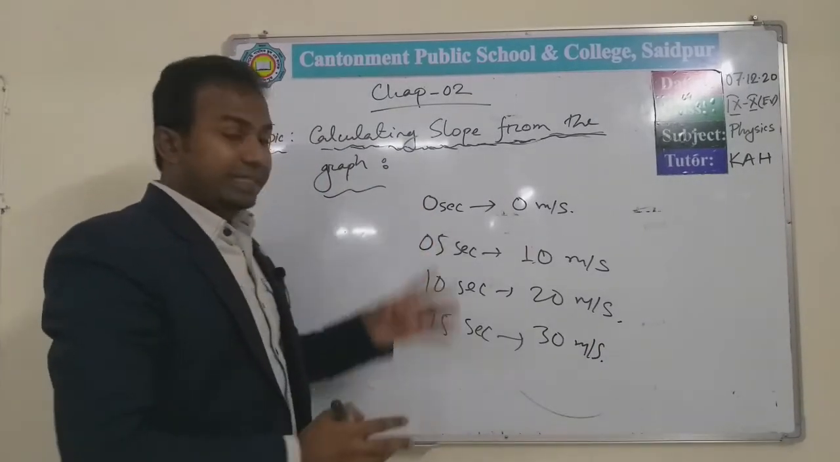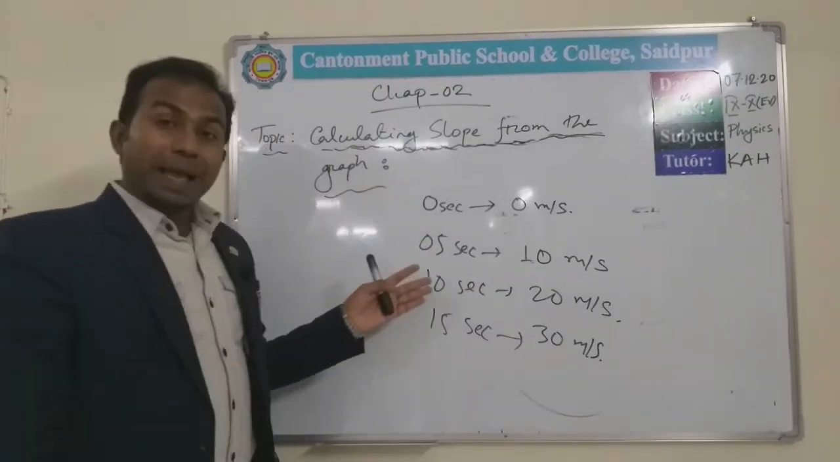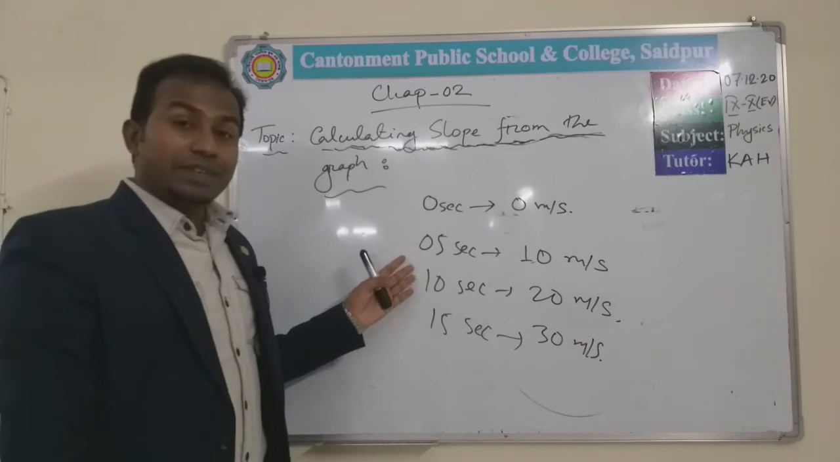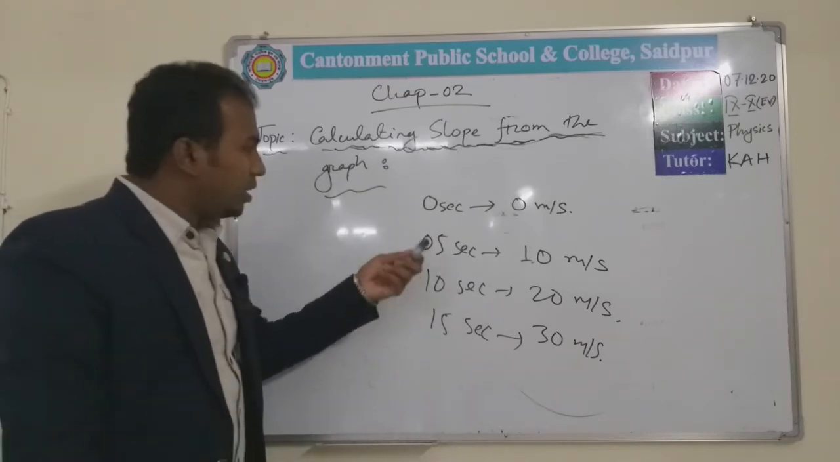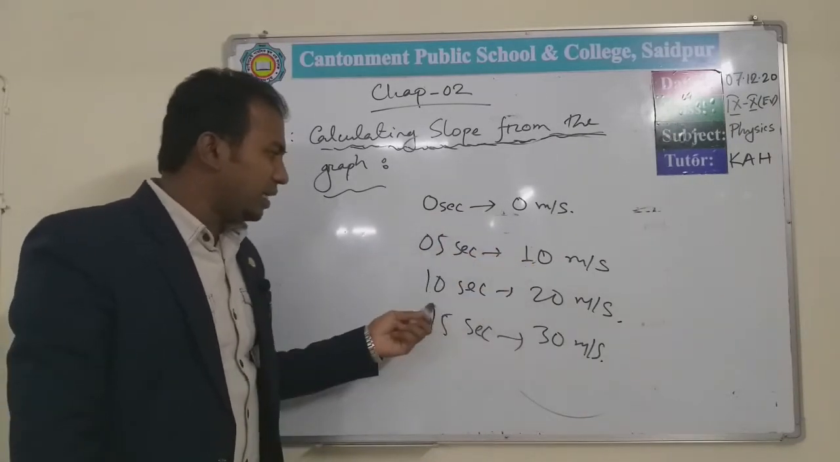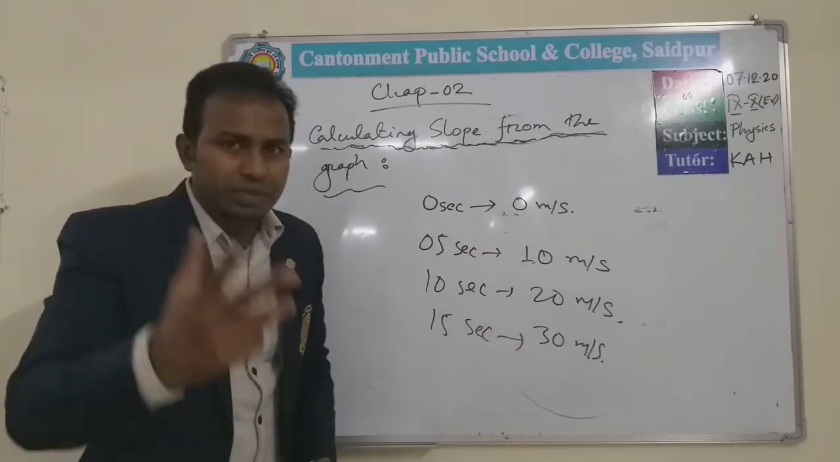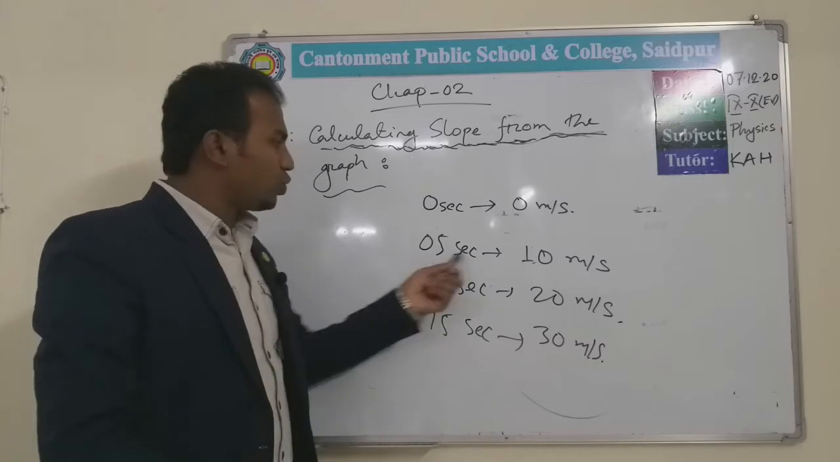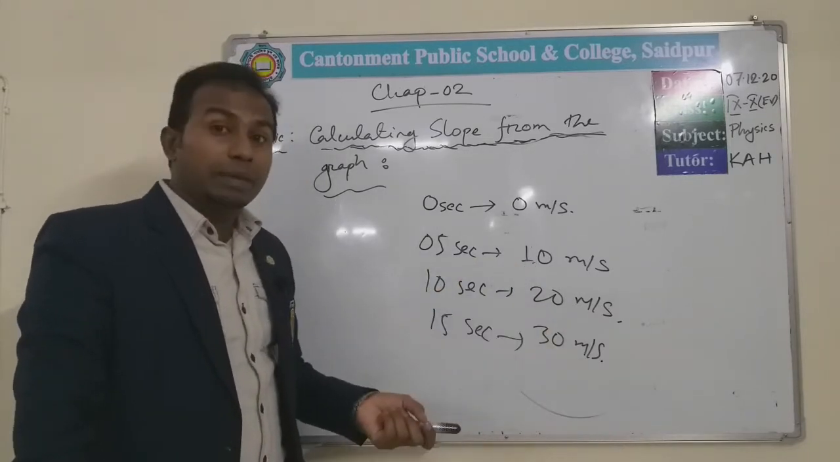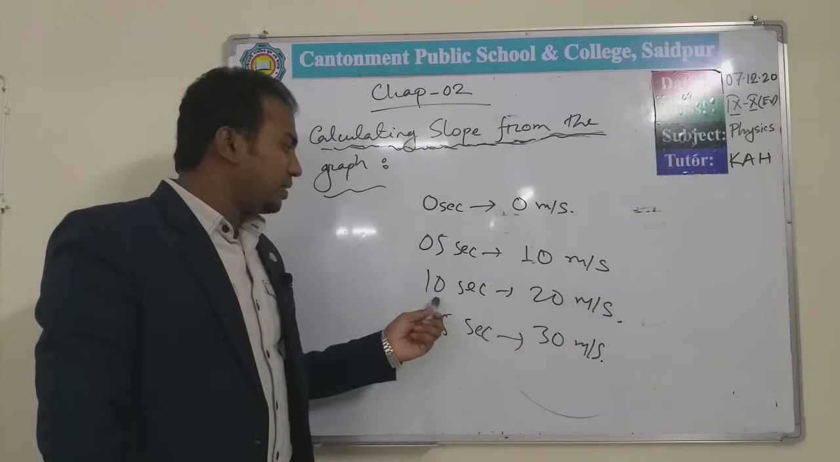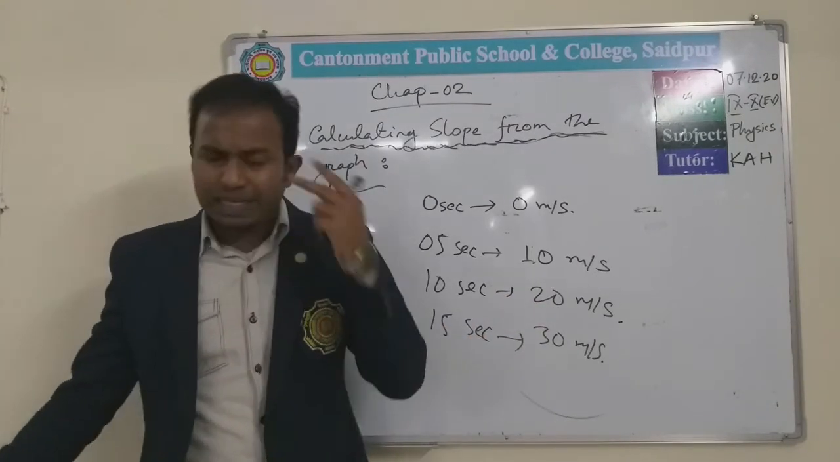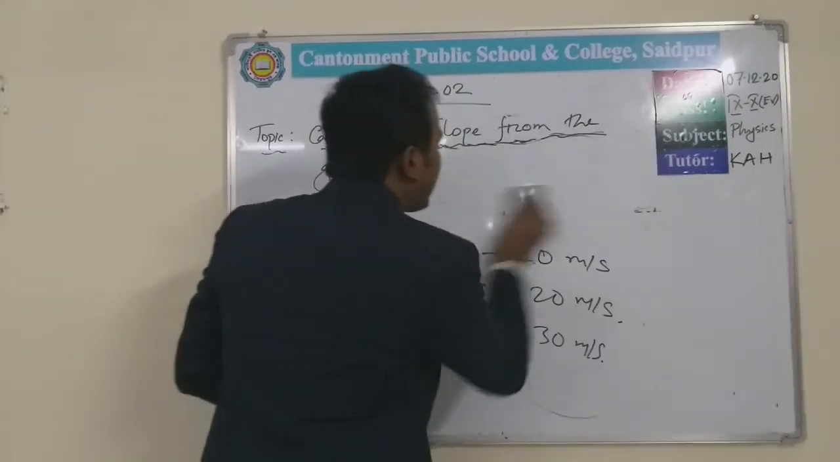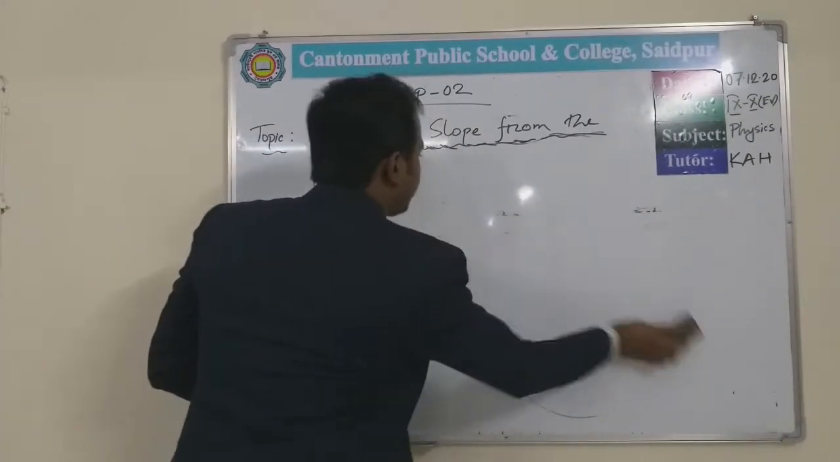Now I'm going to erase it, but the information I've given is very easy to keep in your mind. At 0 sec, 0; at 5 sec, 10; at 10 sec, 20; at 15 sec, 30. It's 2 times, right? We know the rhymes. This is the times table: 5 to 10, 10 to 20, 15 to 30. So you can remember it in your mind. Now I'm going to apply the information on the graph.